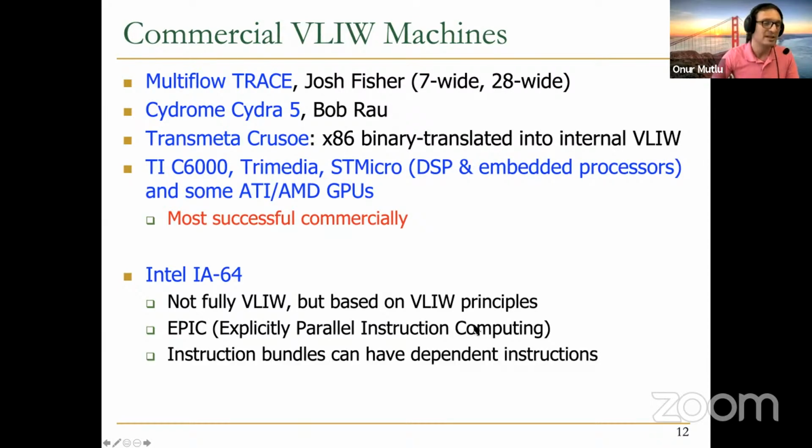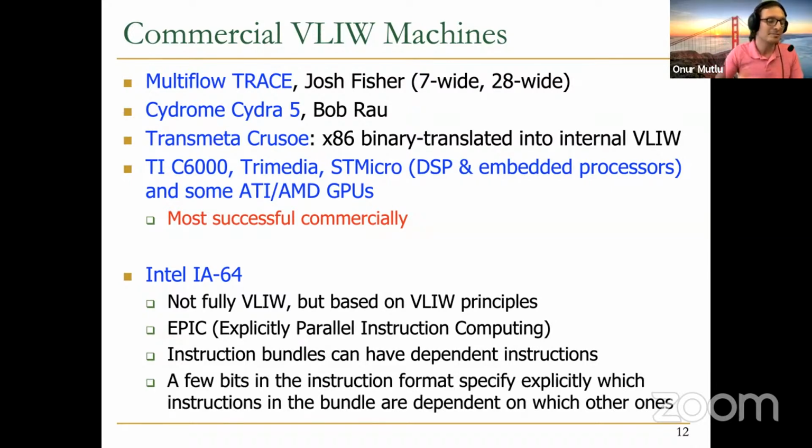There are multiple differences, of course, from VLIW, but what they introduced was that instruction bundles can have dependent instructions now. If you think about a pure VLIW perspective, it's a big no-no, right? I cannot have dependent instructions in my bundle, because if you put dependent instructions in your bundle, now hardware needs to check. Now, to make the hardware's job easier, they changed the instruction format such that a few bits in the instruction format specify explicitly which instructions in the bundle are dependent on which other ones. So this is actually a cool thing. Basically, they encode the dependencies between instructions explicitly so that the hardware's job is a little bit easier.